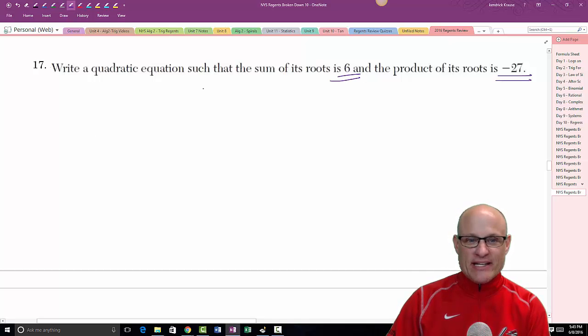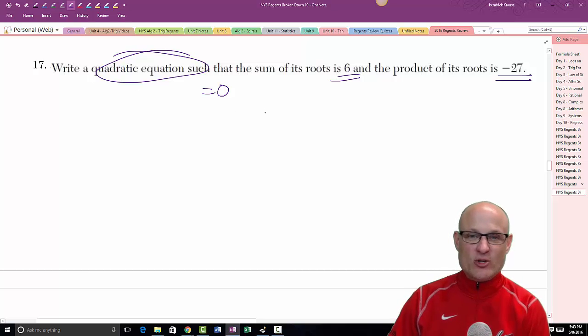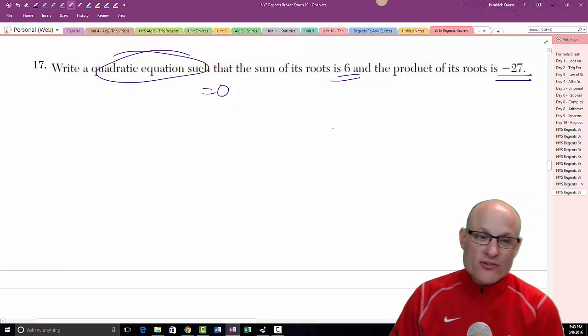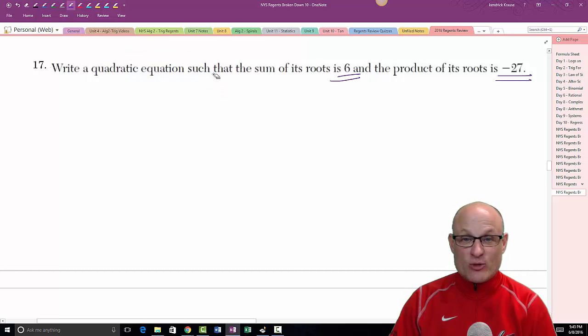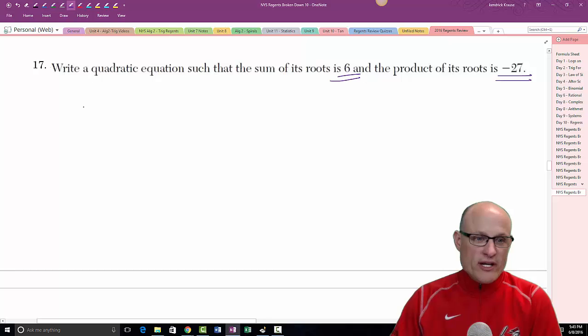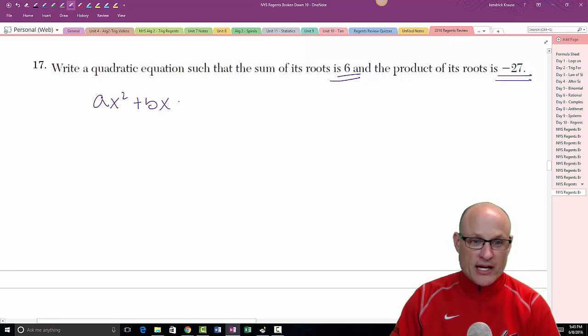You have to write equal to 0. An equation is something that can be solved. It didn't tell you to write a function, so I'm not necessarily a big advocate of that, but when you're done, it better say equal to 0. So we know we've got to write something like ax squared plus bx plus c equal to 0. So our goal is to find a, to find b, and to find c.